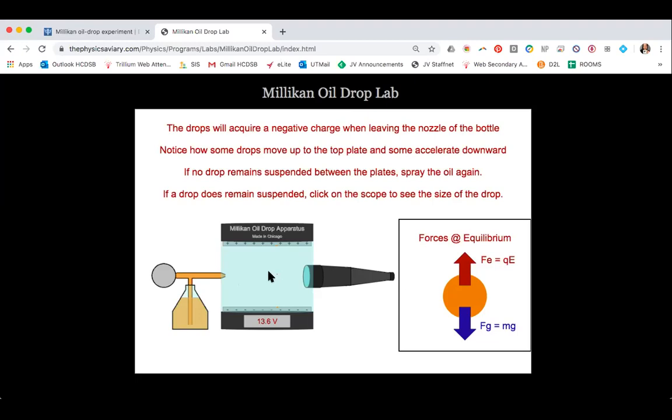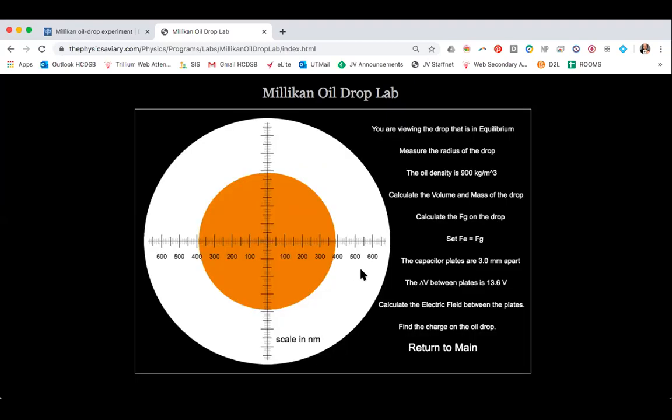But for this one droplet in the simulation, if a drop does remain suspended, looking at this, we have a certain plate separation, which was measured, and we have a certain potential difference, which is the V balance. In the equation, the B stands for balance, so it's the point of balance. It says click on the microscope, and now we're viewing the drop that is in equilibrium.